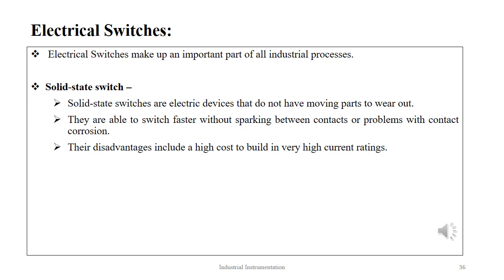The next important part in process control is electrical switches. The electrical switches are of different types. One of them is the solid state switch. Solid state switches are electric devices that do not have moving parts to wear out. They are able to switch faster without sparking between contacts or problems with contact corrosion. However, the disadvantages include high cost and high current rating.